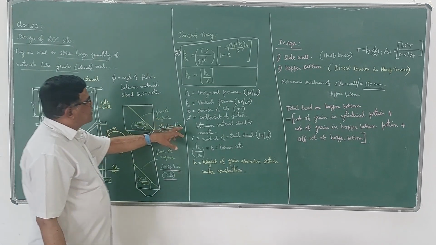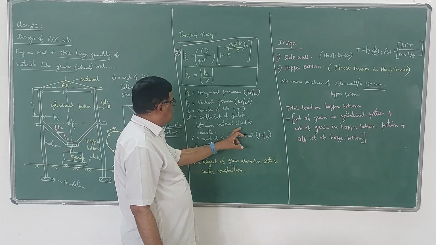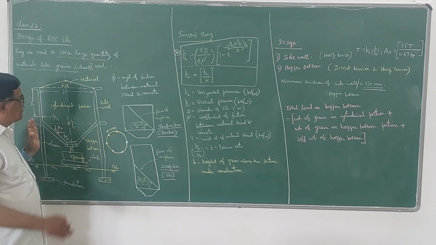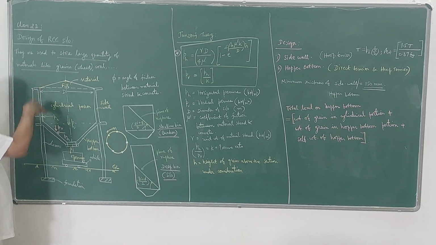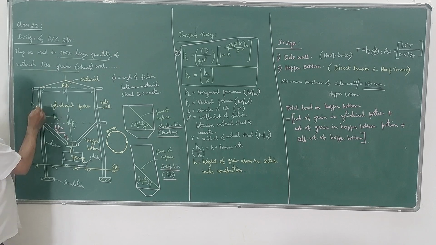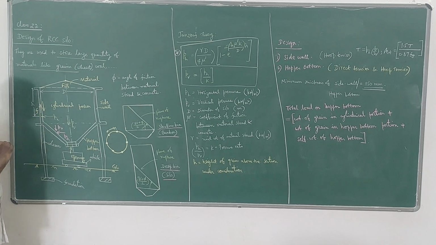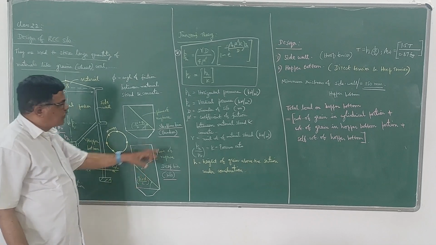And mu dash is nothing but the coefficient of friction between the material stored and the concrete. So that is the value of mu dash, because there will be some friction when the grain flows down due to gravity. So this is the direction of flow, there will be friction in the opposite direction. So the coefficient of friction is mu dash.